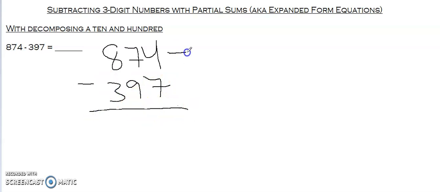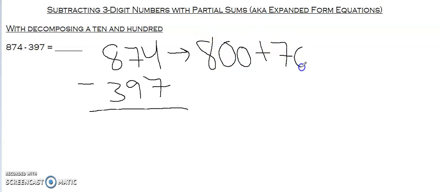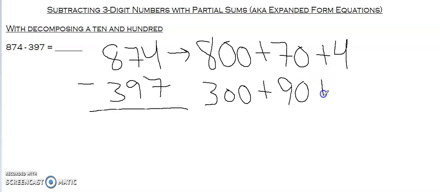In this last example, we're going to look at what it looks like when you need to decompose a 10 and 100. So 874 minus 397. We're going to put those in expanded form. 800 plus 70 plus 4. 397 in expanded form is 300 plus 90 plus 7. And now I can subtract.